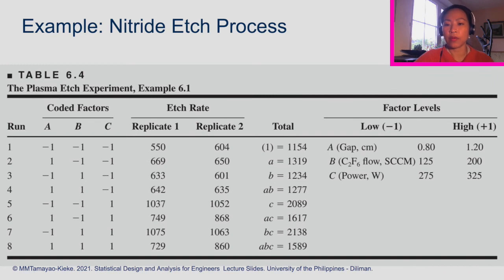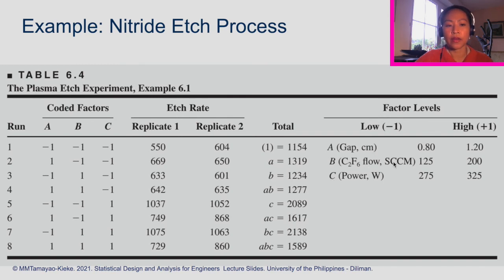Okay, so this is the table summarizing the etch rate, the observed etch rate for the different combinations. So here you have the run, and then you have the coded factors, factor A, B, and C. Again, what are A, B, and C? A is your gap, B is the flow, and C is your power.